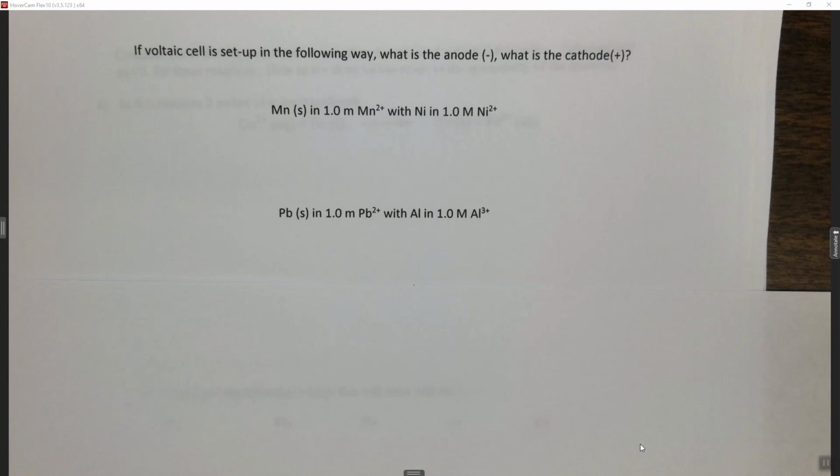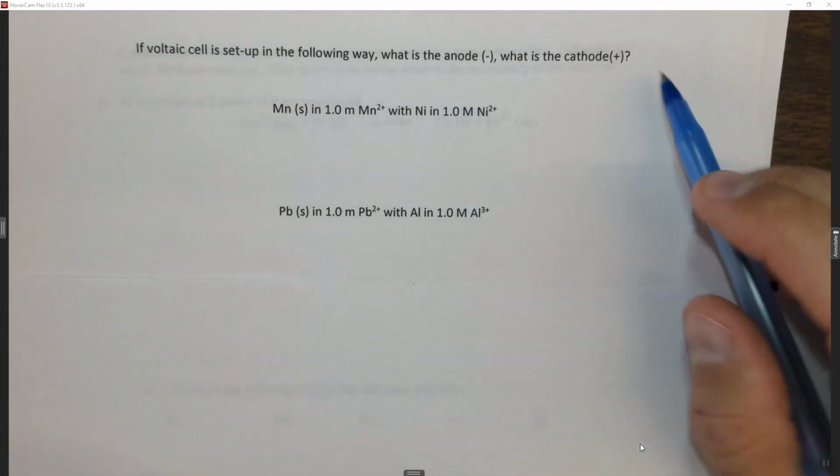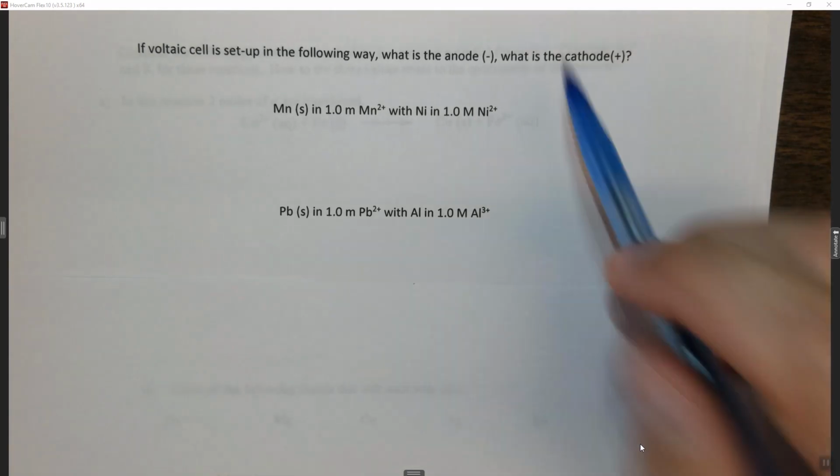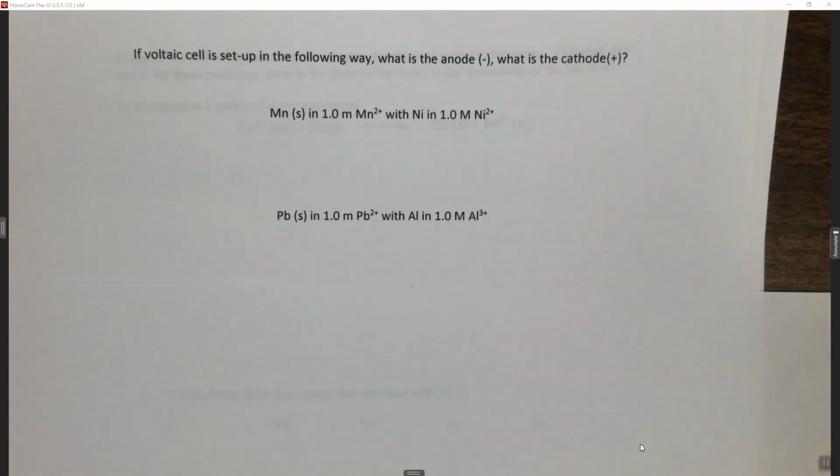So reduction is where the electrons are being used, okay? And oxidation is where the electrons are being formed. This is why the anode is negative and the cathode is thought of as positive, because it's taking in the electrons, and this is where the electrons are coming from. But again, if you haven't watched the previous question, I go into more detail.